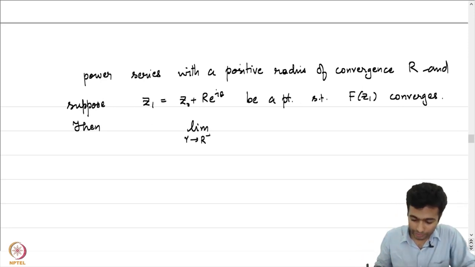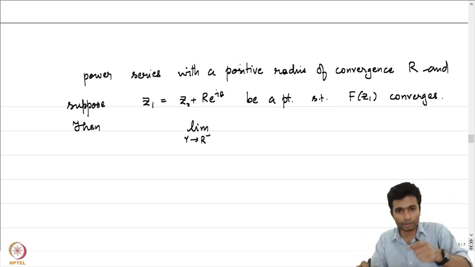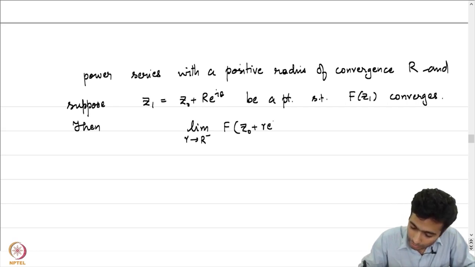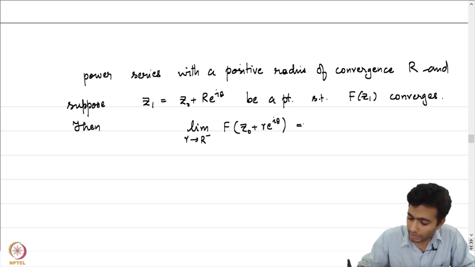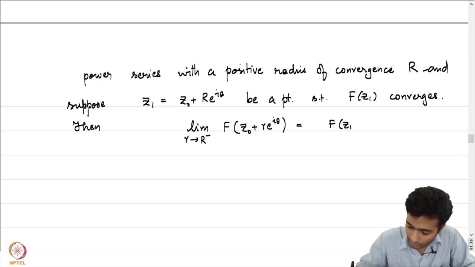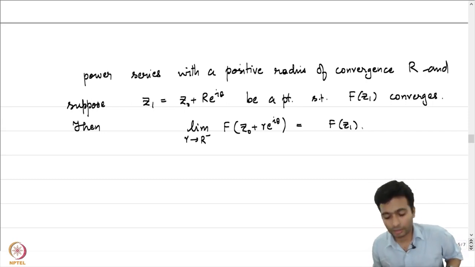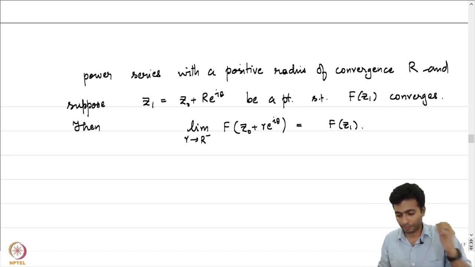inside the disk of radius of convergence, that's what the implication here is. r goes to R minus, from values r less than capital R, of f of z0 plus r e to the power i theta is exactly equal to f of z1. So the behavior is controlled in some sense, and that is the content of Abel's theorem.